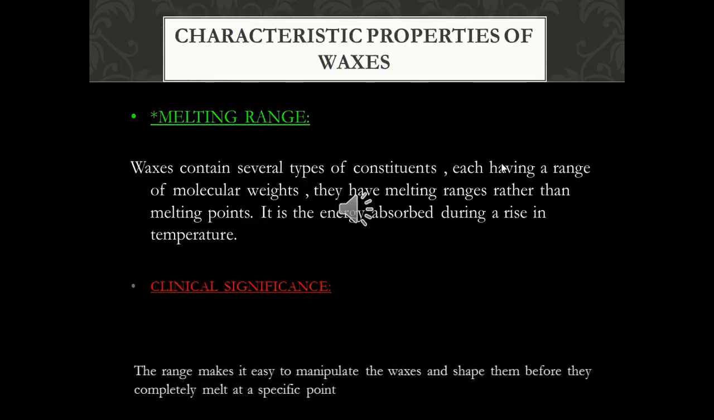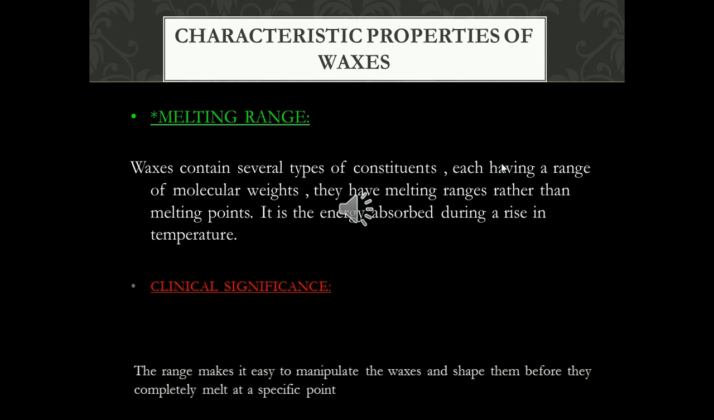Now let's talk about the general properties of waxes. A very important thing is that they have a melting range, because wax contains several constituents, and each constituent, which may be animal or synthetic derived, has its own molecular weight and its own melting point. Hence, they have a melting range rather than a melting point.